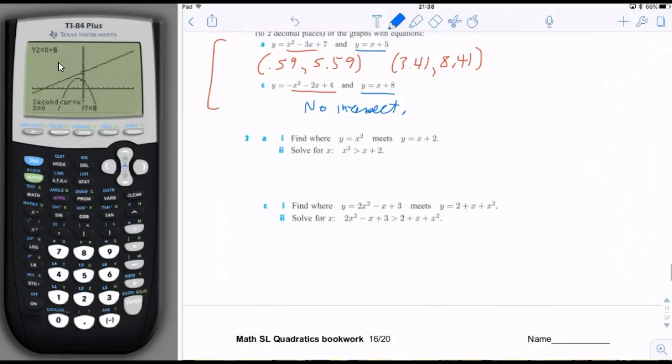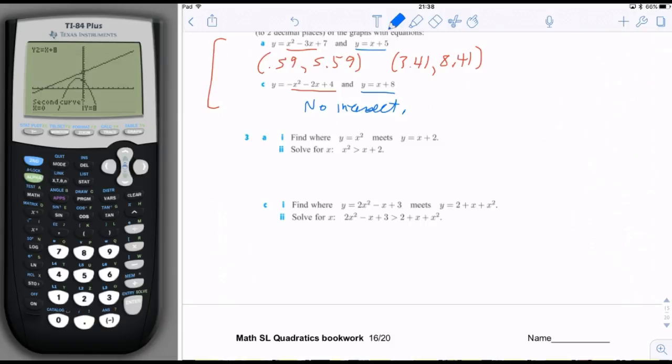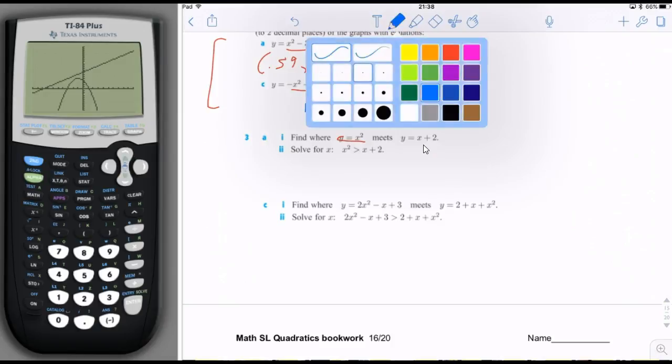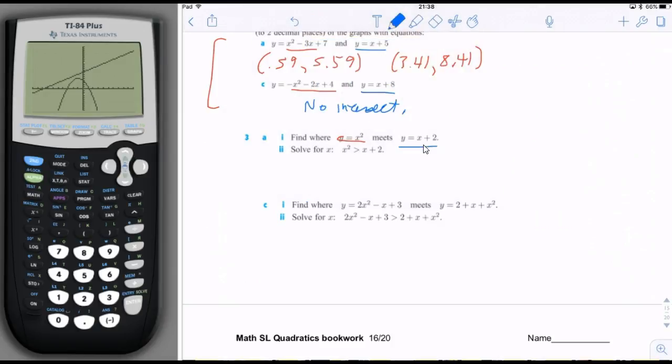Okay. 3a. Now it says, find where y equals x squared meets y equals x plus 2. So we got a quadratic, and we got a line. So if we want to know where they meet each other, and we're going to do it without the calculator, what we're going to do is we're going to assume that the y's are the same and the x's are the same.